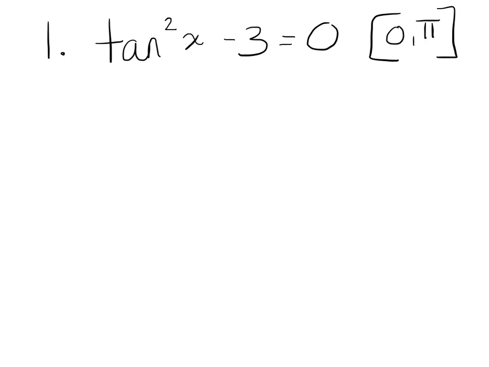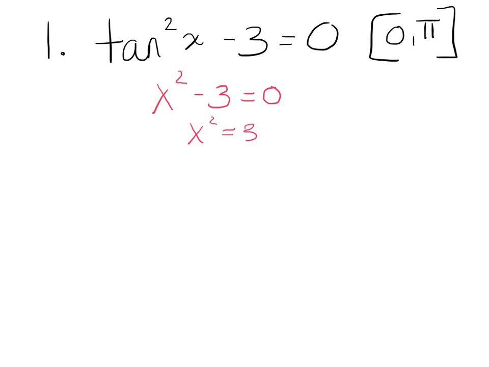Now, let me simplify this for you. Maybe it looks intimidating. If I were just to call tan x, x, and say x squared minus 3 equals 0, could we easily solve this equation? Well, I would think so. I would add 3 to both sides, so I get x squared equals 3.